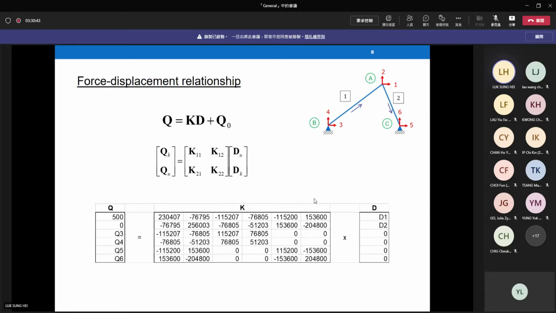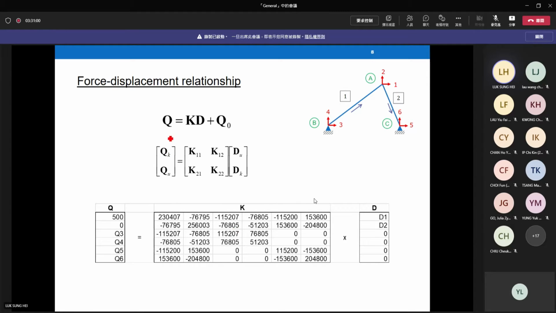Anyway, after some discussions, let's continue to the next part. Step 1, discretization. Step 2, element matrix calculation. Step 3, matrix assembly. Now, step 4, solve the force displacement relationship.